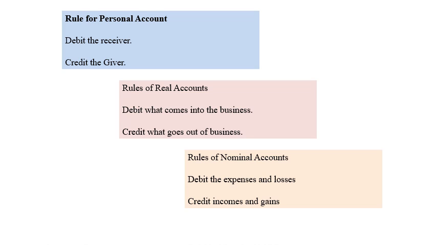Before passing any entry, you have to identify in which account a particular transaction falls, and then these rules should be applied, and by applying these rules, the proper account should be debited or credited as per the situation of the transaction.